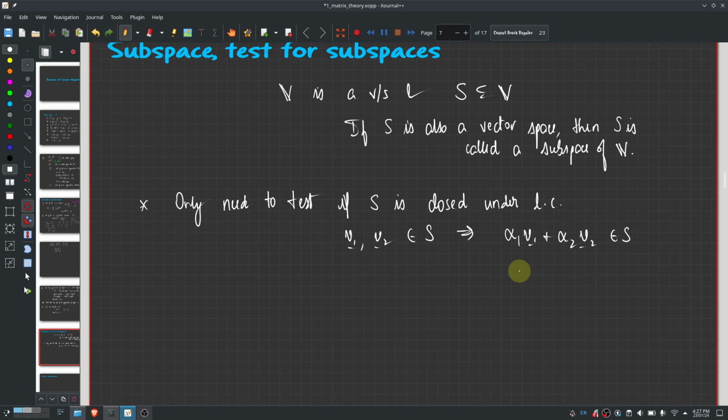Correct. But can you generate the additive identity by some linear combination? What about 0 times v? What should that be equal to? That should be equal to 0, right? So that's sufficient. Correct. So in fact, you can verify that just by, if this property is fully satisfied for all alpha 1, alpha 2 being real numbers, and for all v1, v2 in S, then that automatically forms a subspace.